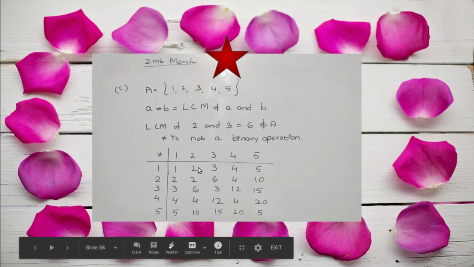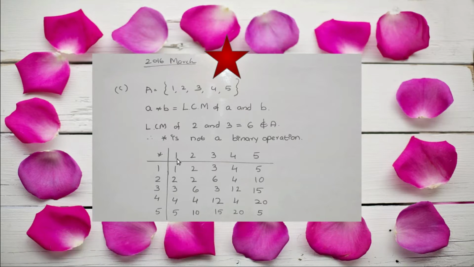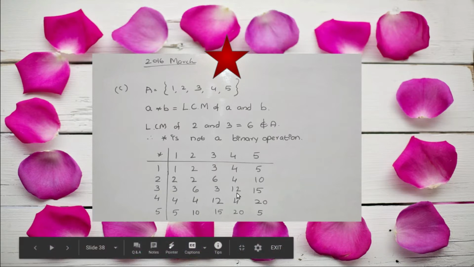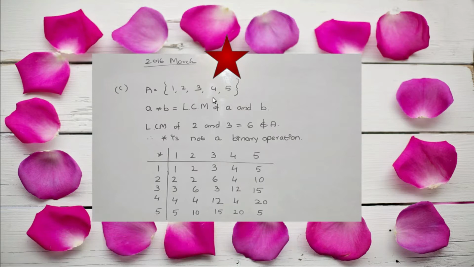This is the operation table of star. 1 star 1 is 1. 1 star 2 is 2. 1 star 3 is 3, etc. Now here we have 3 star 4 is 12. 12 does not belong to the given set. So this star is not a binary operation.